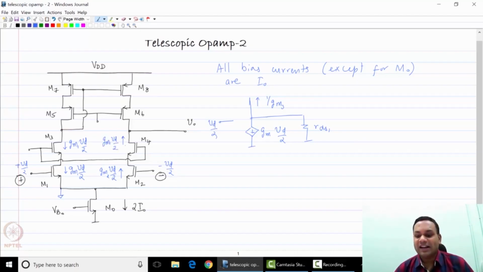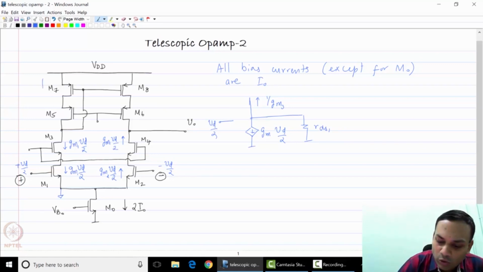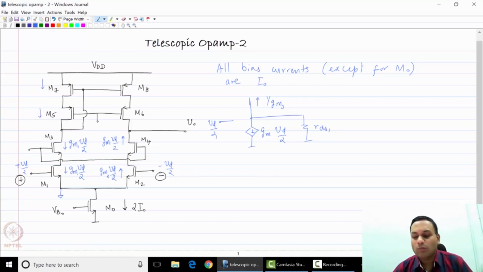Now what happens to the current through the left side? The current flowing through the left side flows through M7 and M5. So both those currents are also Gm1 Vd by 2 flowing downwards. Now this will generate a small signal voltage Vx at this node, and that will cause a small signal current to flow through M8. Again that current flows through M6 and finally flows into the output node.